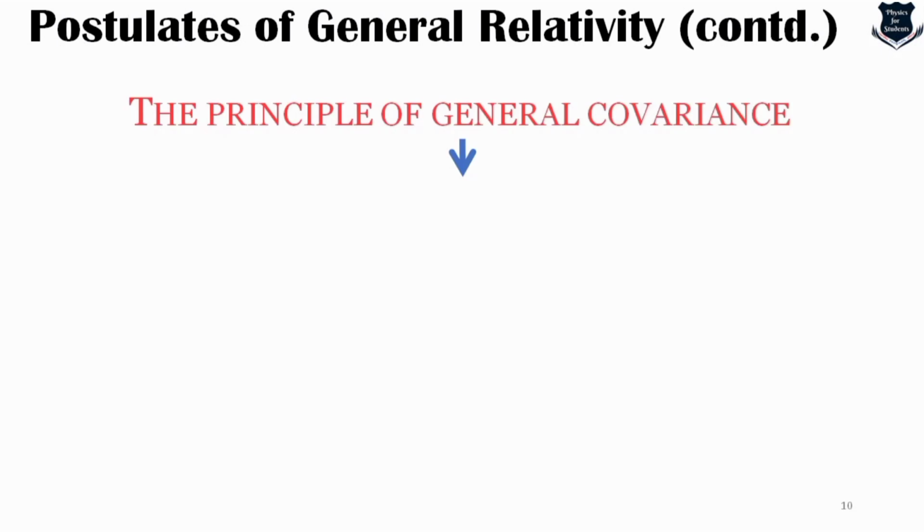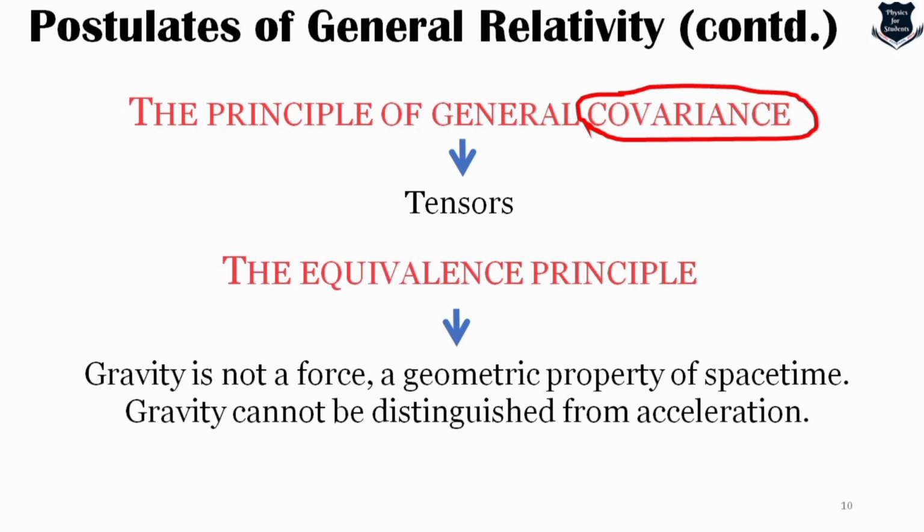As a scientific theory is based on postulates and they dictate the basic foundation of a scientific theory, here also we see that the principle of general covariance leads to what are called tensors. So this very term covariance is leading us to the concept of tensors. How and where, we will soon see. And the equivalence principle says gravity is not a force, it's a geometric property of space-time, and gravity is indistinguishable from acceleration, which actually gives us the curvature of space-time.